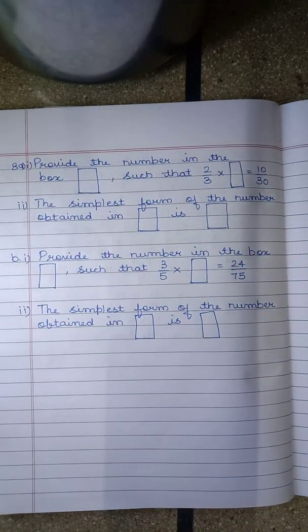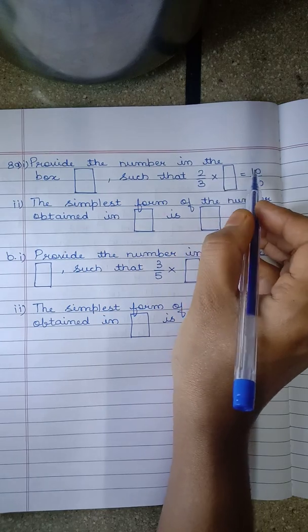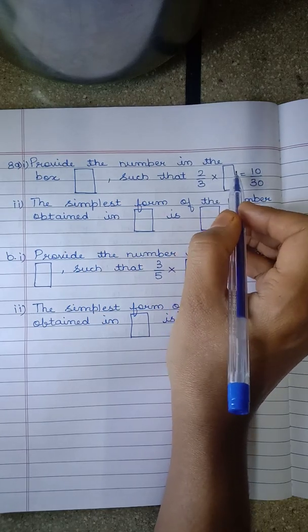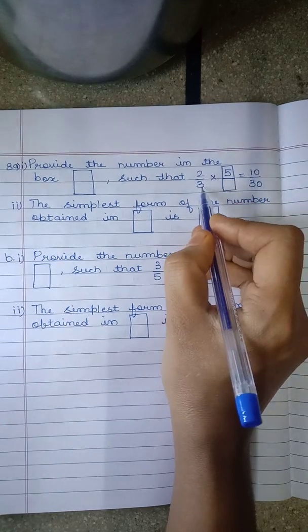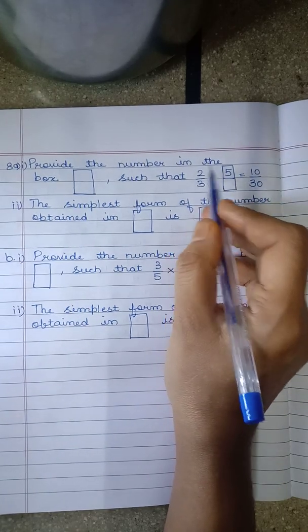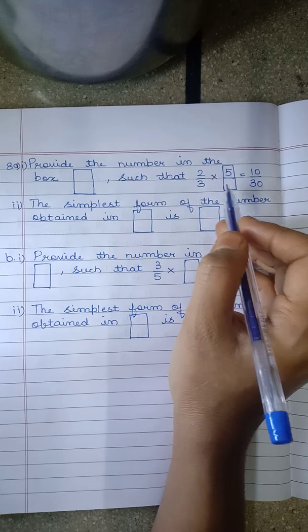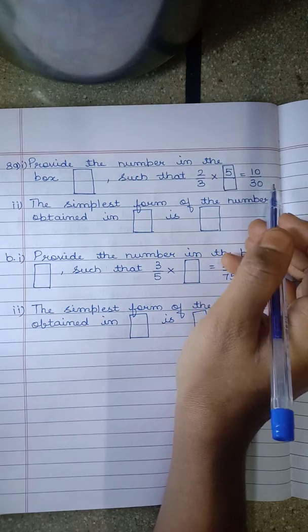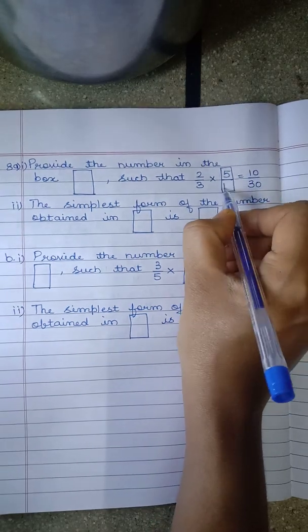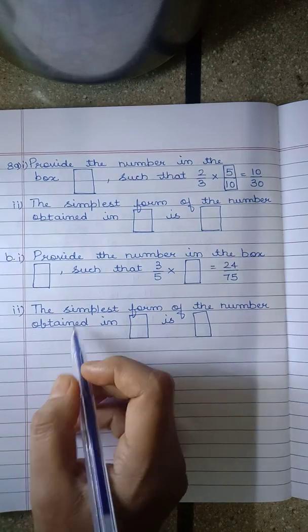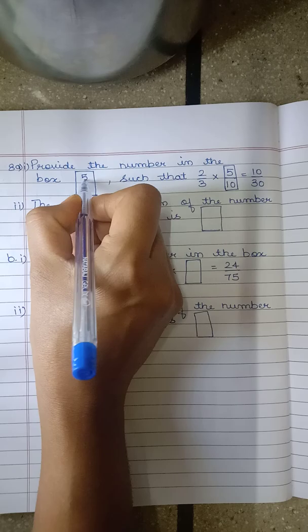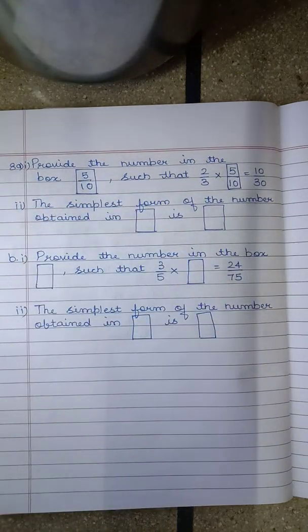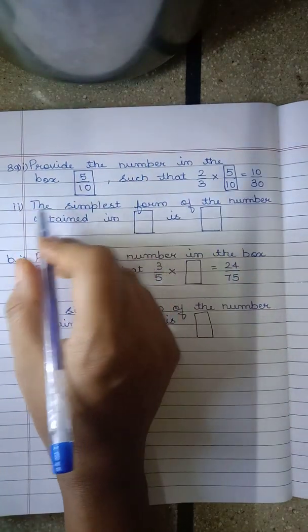So you have to write, now 2 multiplied by what gives us 10, children? 2 fives are 10. So you have to write here 5. Then the denominator is 3. So 3 multiplied by what will give you 30? 3 tens are 30. So write here 10. So provide the number in the box. So this is the box. What number have we provided? 5 by 10.